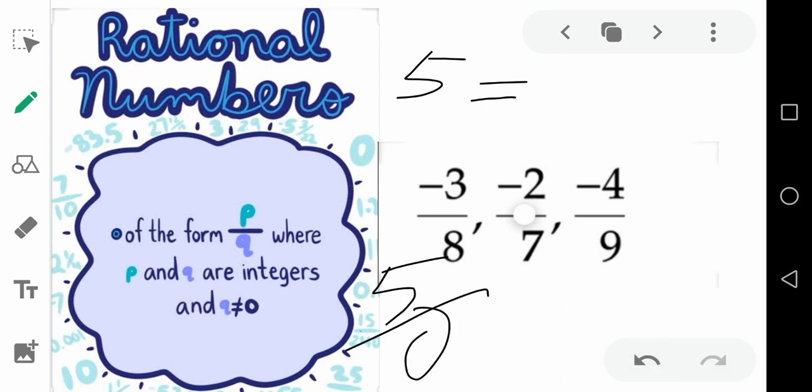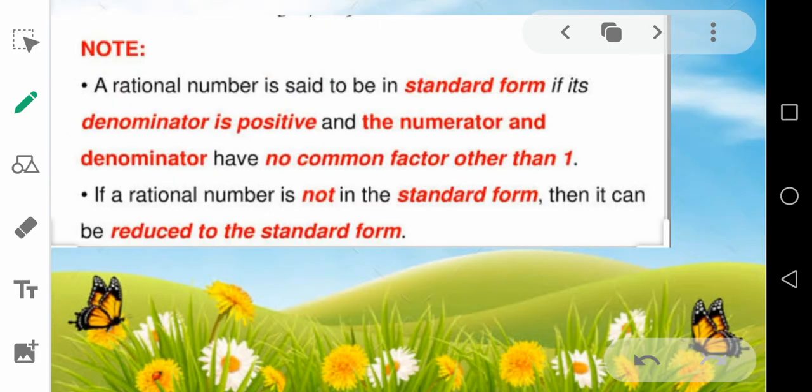6 by 0, that is never possible. Okay, but 0 by 6, what is 0 by 6? It is 0. You should identify, understand that difference. Okay, so that is what rational numbers are.